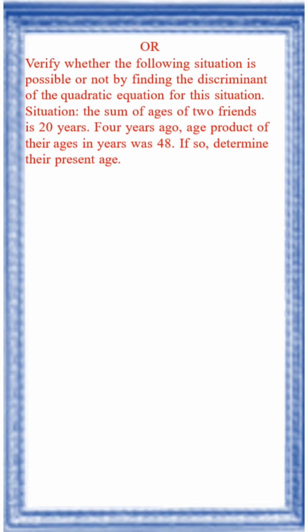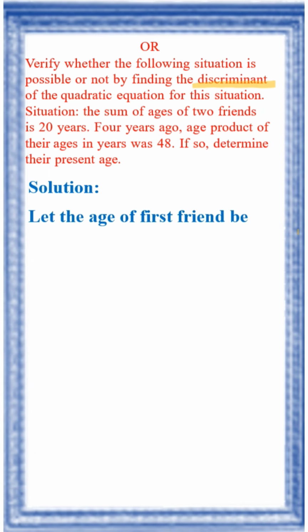Now there is an internal choice question. The question is, verify whether the following situation is possible or not by finding the discriminant of the quadratic equation for this situation. The situation is, the sum of the ages of two friends is 20 years. 4 years ago, the product of their ages in years was 48. So determine their present ages.